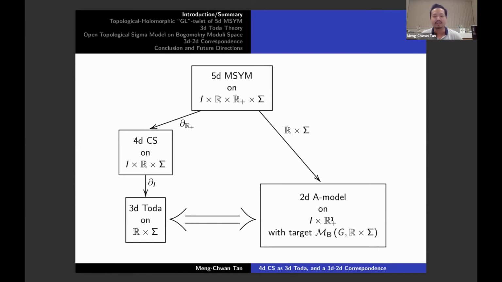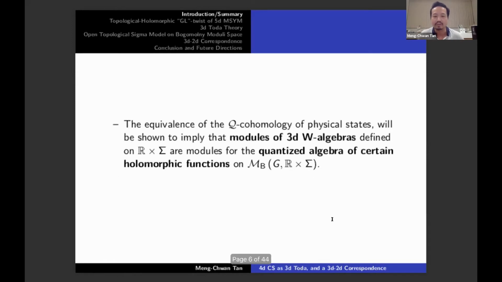And if you quantize the strings with the same space filling branes on both ends, they correspond to an algebra of holomorphic functions that live on the Bogomolny moduli space. And this is where we get the statement of the modules of the states of the A string being modules for the quantized algebra of holomorphic functions on MB, and that correspondence with the modules of 3D W algebras coming from the 3D Toda theory on the other side.